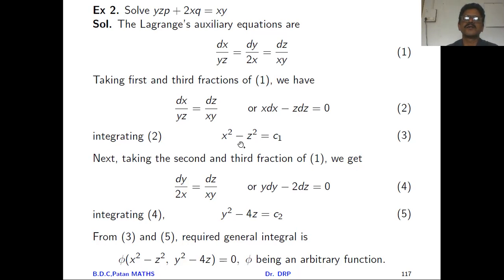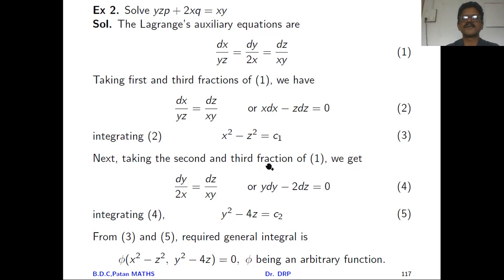A better way is to multiply throughout by 2 first. If you multiply by 2, you will get 2x dx minus 2z dz equal to 0, and then you take the integration. There you will get 2 into x square by 2 minus 2 into z square by 2 equal to c1. The 2s cancel, and it gives one solution, u equal to c1, as x square minus z square equal to c1.